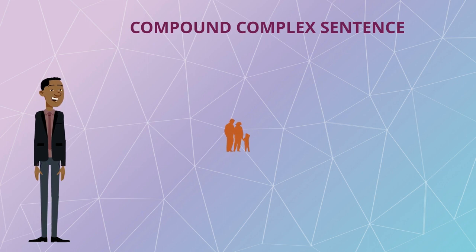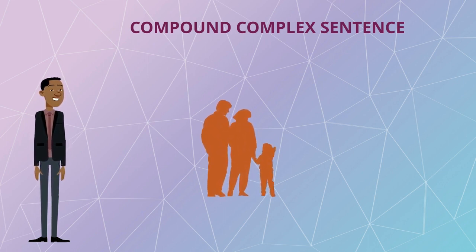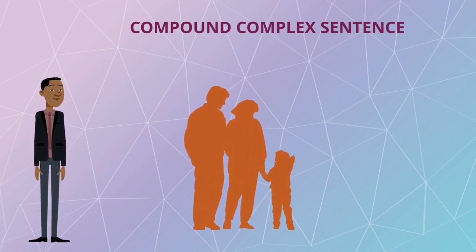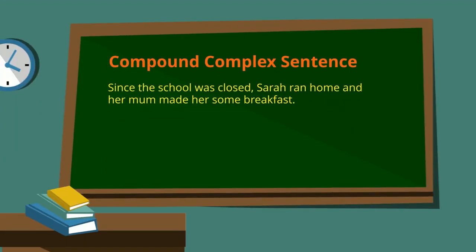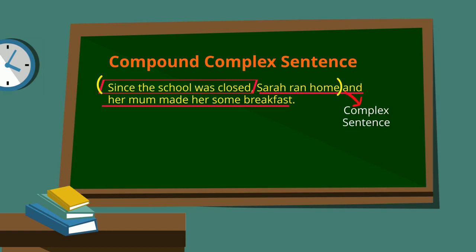A compound complex sentence combines at least two independent clauses and one dependent clause. Easy, right? Again, it combines at least two independent clauses and one dependent clause. Take a look. Since the school was closed, Sarah ran home and her mom made her some breakfast. We can see here the sentence begins with a dependent clause, followed by a compound sentence. We can also see a complex sentence nestled in there if we looked just at the bracketed content.